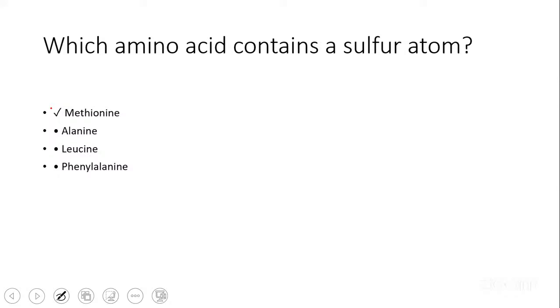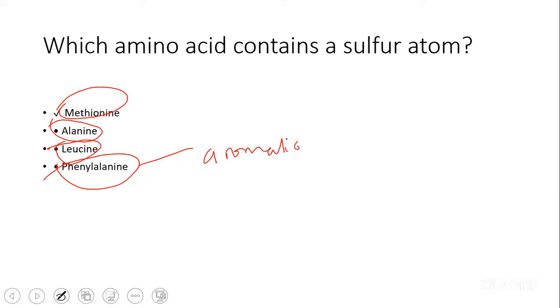Okay. So, which amino acid contains a sulfur atom? We have methionine, alanine, leucine, and phenylalanine. Now, phenylalanine is an aromatic amino acid. It contains the benzene ring.